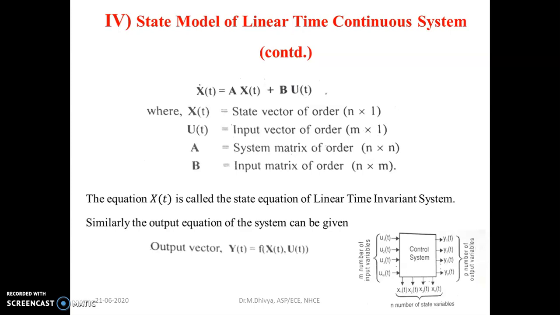X of t is called the state vector of the order n cross 1. It is a single column matrix of the order n cross 1. And similarly, the input vector is of the order m cross 1. It is also a single column matrix.